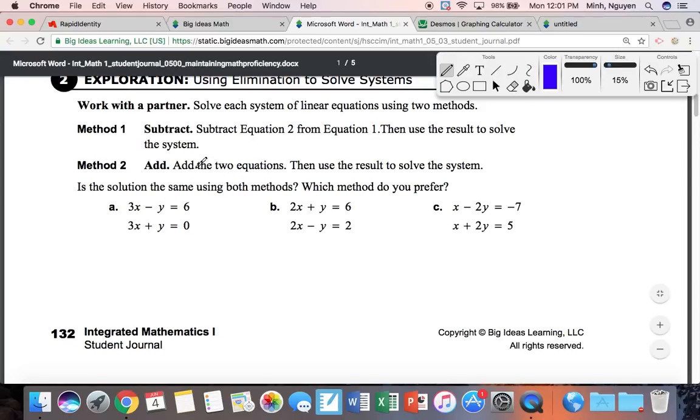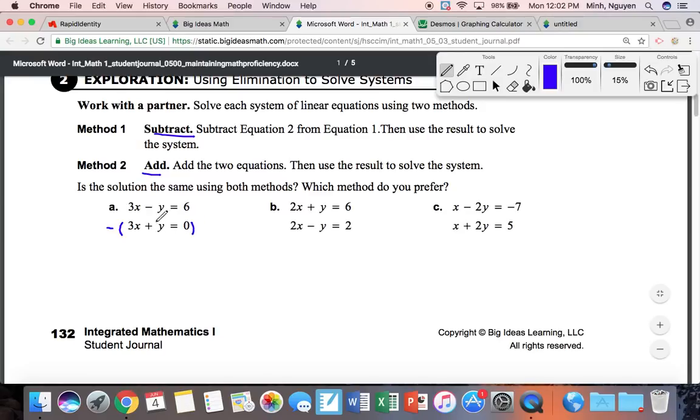Eliminate means using one of two methods. We can subtract or we can add. So let us first do subtraction. The goal here is to get rid of a variable. If you think about 3x and 3x, I have to do one of these things to eliminate it, and in this case, it is going to be subtract.